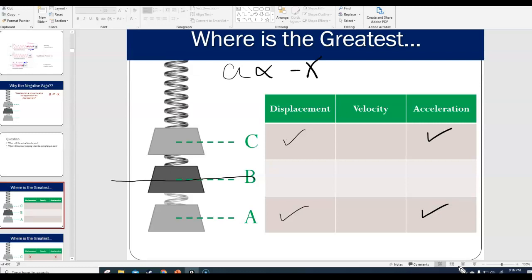Okay, now what about velocity? Well, the velocity is actually the greatest in the middle. Okay, and there are a few ways to think about why that is, and we'll look at some different ways, as far as you can think of it mathematically speaking.